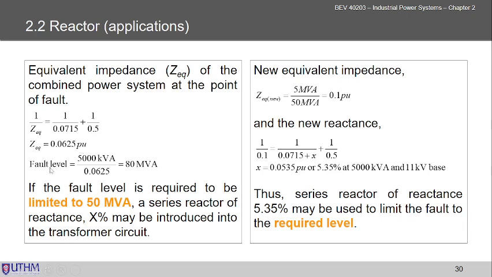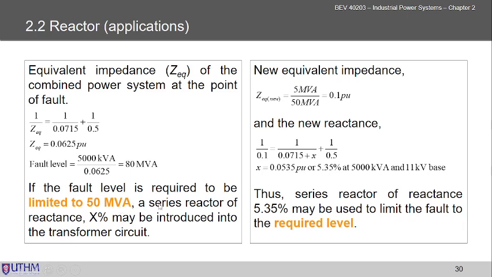Once you have the Z equivalent here, you can calculate the fault levels. The fault level is the short circuit capacity, or we call it the fault level. Fault level is 5000 kVA divided by the Z, 0.0625. It is about 80 MVA. So now we try to limit the fault level to 50 MVA only, instead of 80.